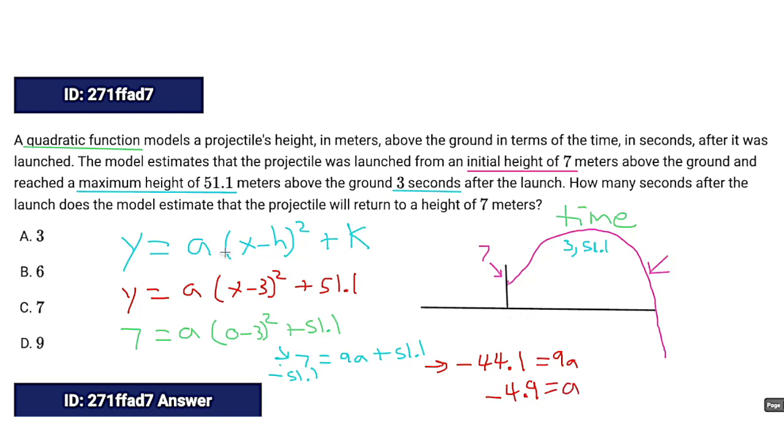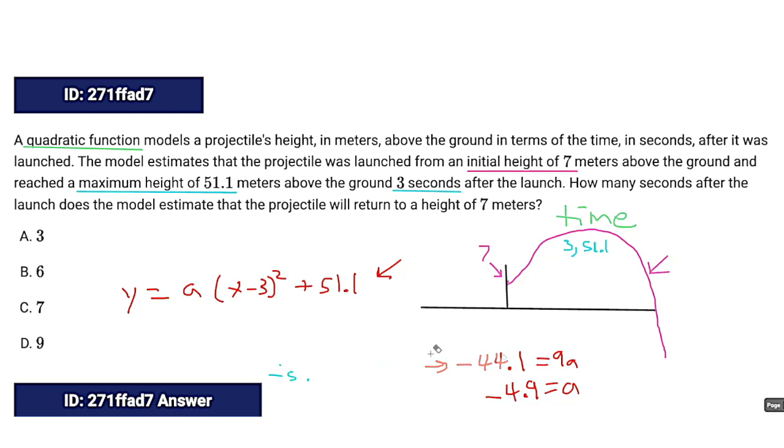Let's just go over here and update our equation, because remember, initially it was y equals a times x minus 3 squared plus 51, but now we know that a is negative 4.9, so we're just going to plug that in, and definitely pause and go back if you need to. Replace a with negative 4.9.